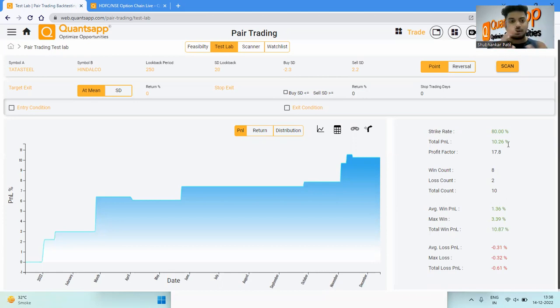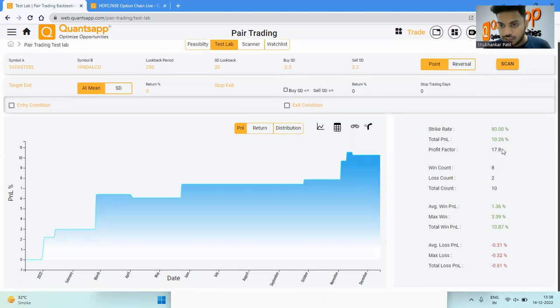Here, throughout this journey, you never predicted whether Tata Steel or Hindalco is going to go up. You only predicted one thing, that whenever the ratio hits the bottom, we will buy. Whenever the ratio hits the top, we will sell. So see, the profit factor is 17.8, which is very lucrative.